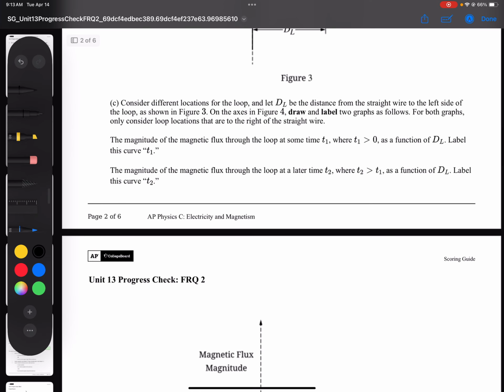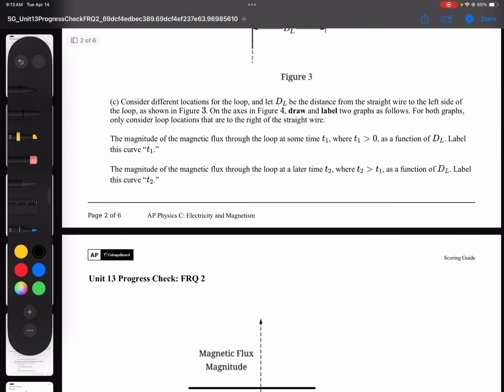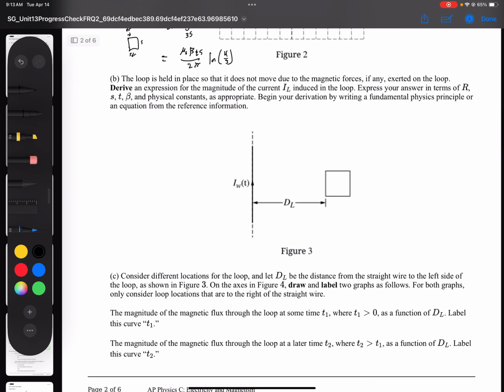Now we need to look at the magnetic flux magnitude. Here we're looking at some later time, so we're comparing t1 to t2. This is for some arbitrary distance dl away from the wire, and we have to look at it as a function of dl. So let's derive what that has to be. Instead of s, we're dealing with dl.